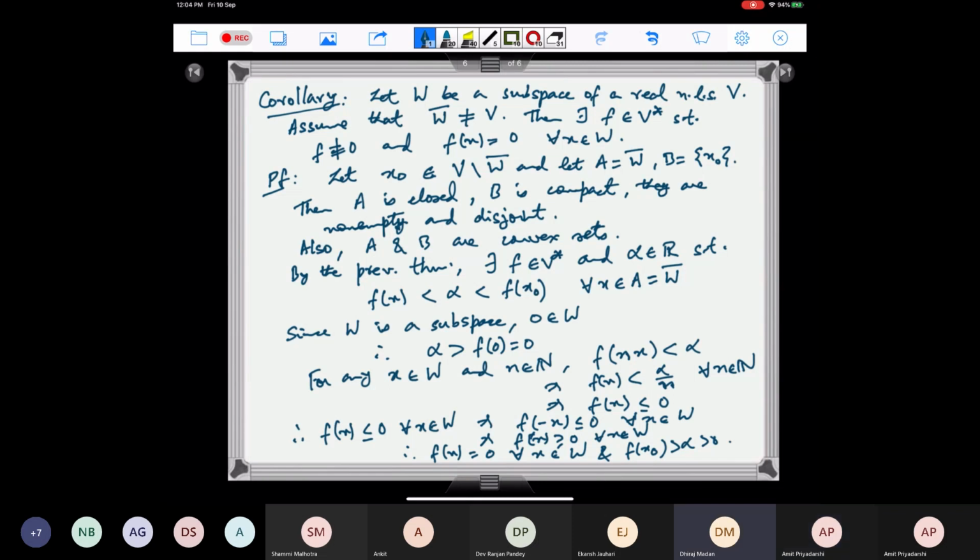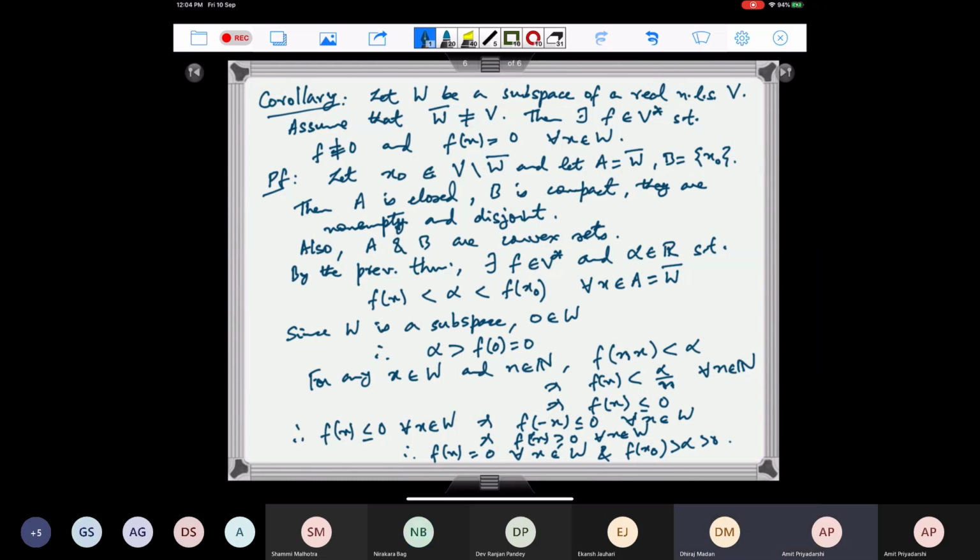So in this corollary, can we also prove it using the first version of the Hahn-Banach separation theorem? Like if I take, I know that W closure is not V. Right? So I can take one open set to be the complement of W closure.